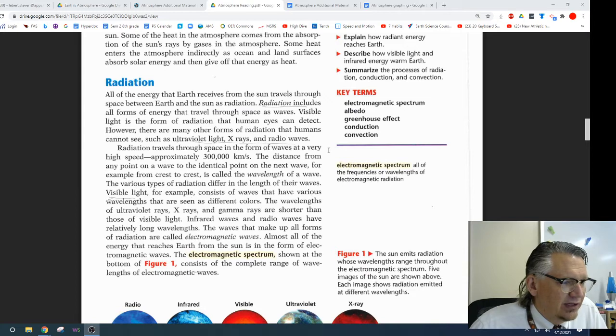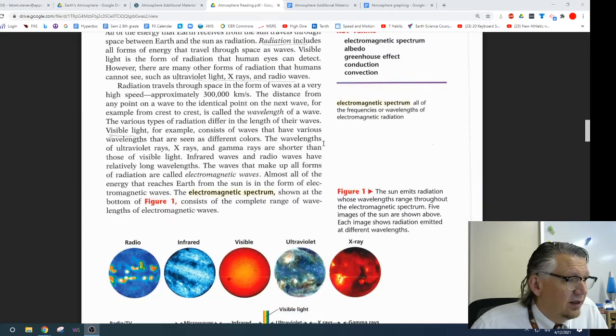Radiation travels through space in the form of waves at a very high speed, approximately 300,000 kilometers per second. The distance from any point on the wave to the identical point on the next wave, for example from crest to crest, is called the wavelength of the wave. The various types of radiation differ in the length of their waves. Visible light, for example, consists of waves that have various wavelengths that are seen as different colors.